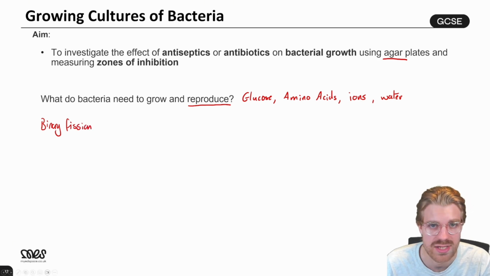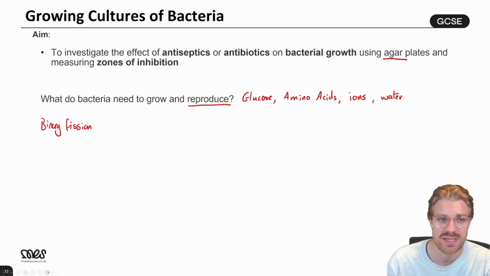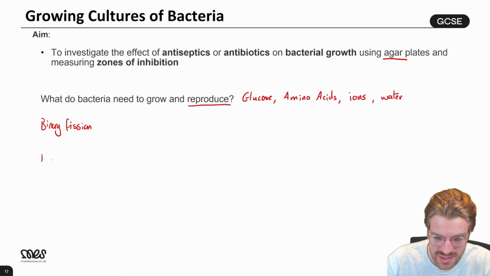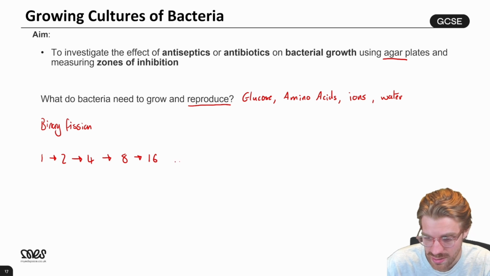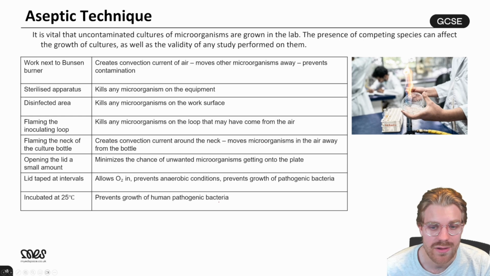It is not mitosis because it is not nuclear division, because the bacteria do not have a nucleus. Instead, we call it binary fission. The loop of DNA is replicated and then the cell divides to produce two identical cells. So we are going to go from one cell to producing two, to then producing 4, to then producing 8, 16, and so on. Now, when we are carrying out these experiments, we need to use aseptic technique.